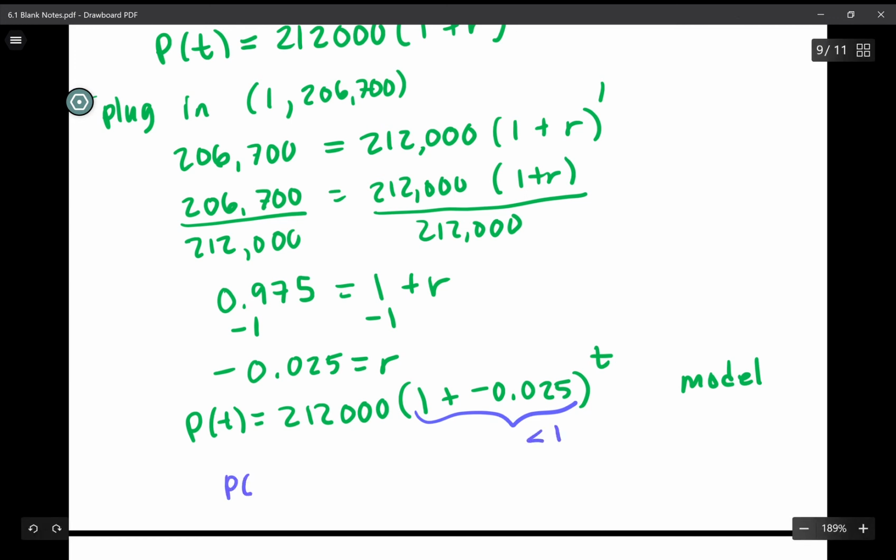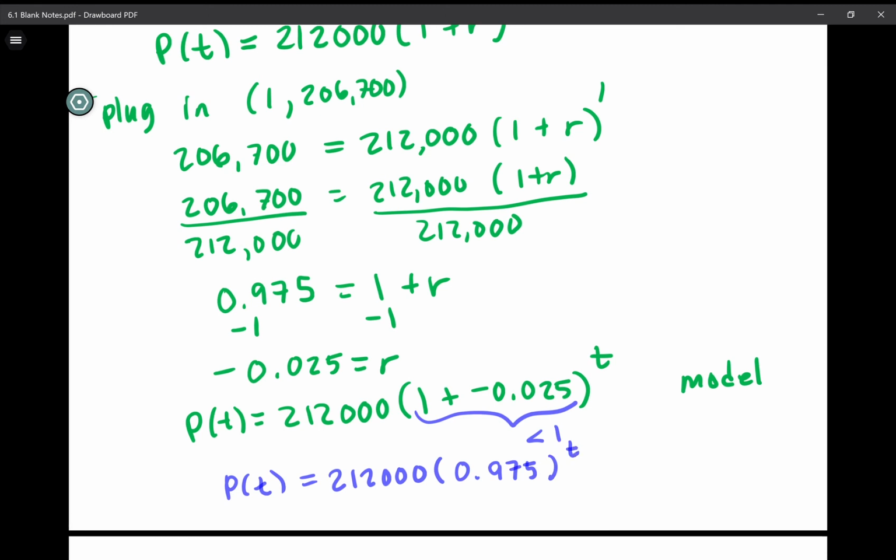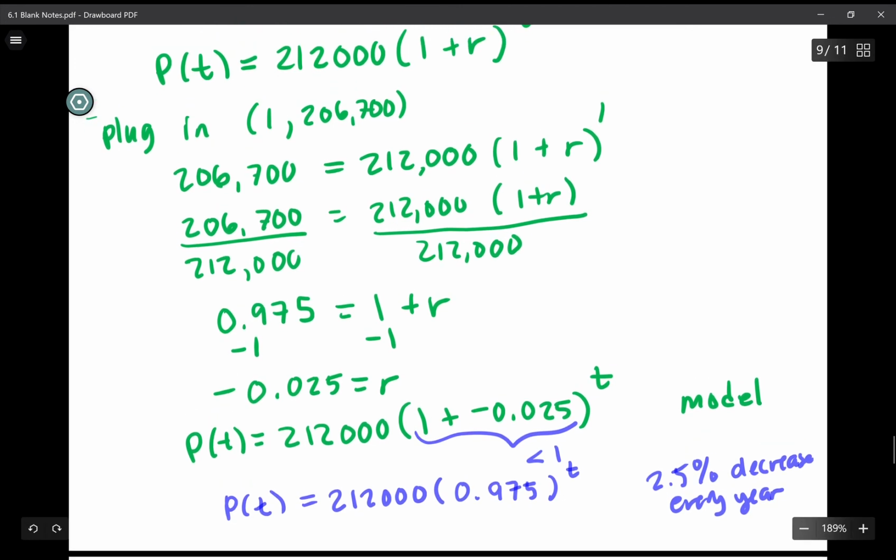So we could actually rewrite this. P of t equals 212,000 times 0.975 to the t. And what this means is that the population is retaining 97.5% from the previous year. So 100% the population would stay exactly the same. If we only retain 97.5%, that means we're decreasing by 2.5% every year. So this is a 2.5% decrease every year.